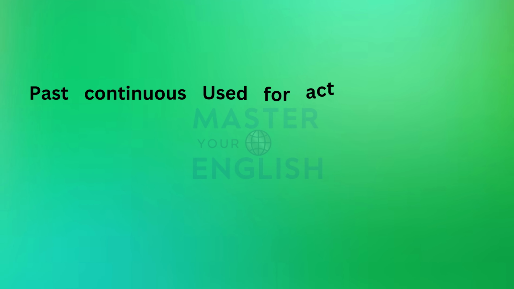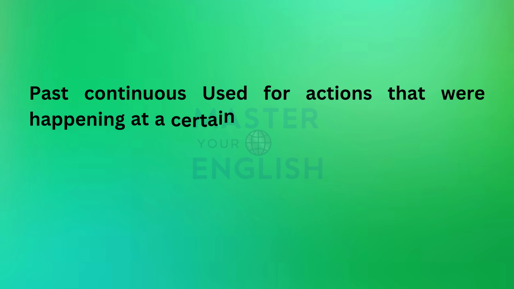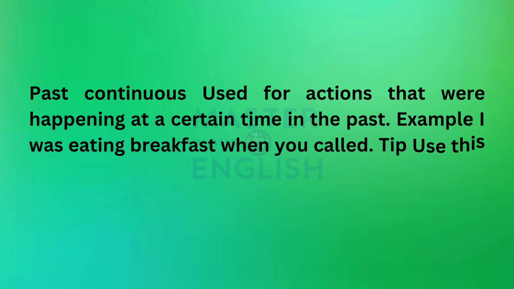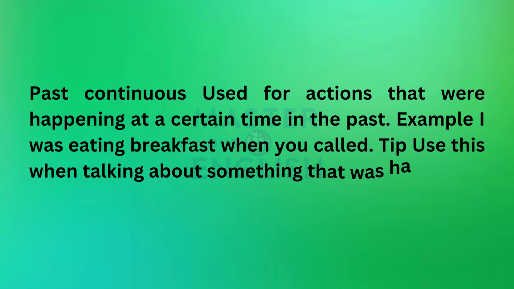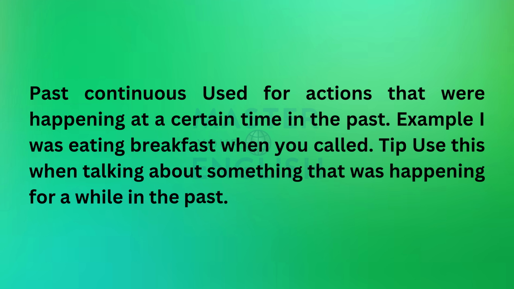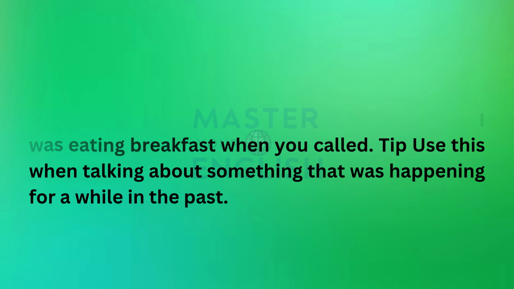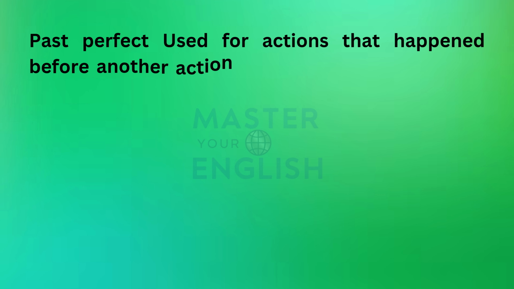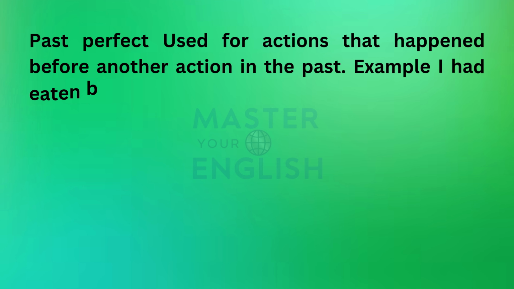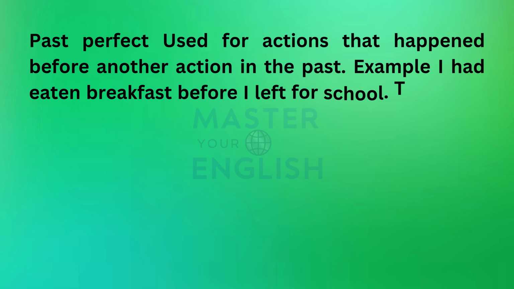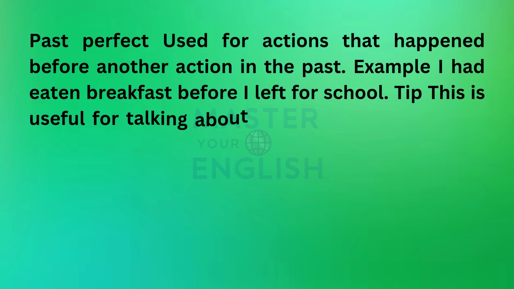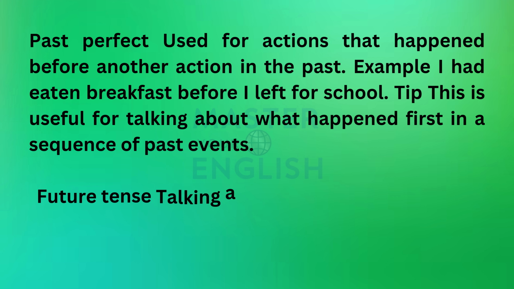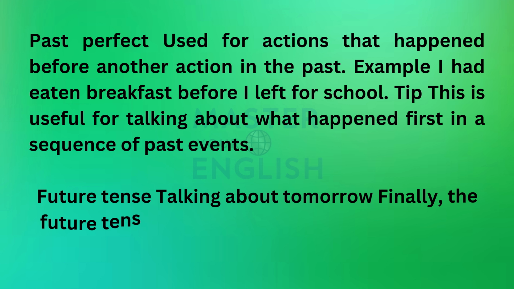Past continuous: used for actions that were happening at a certain time in the past. Example, I was eating breakfast when you called. Tip: use this when talking about something that was happening for a while in the past. Past perfect: used for actions that happened before another action in the past. Example, I had eaten breakfast before I left for school. Tip: this is useful for talking about what happened first in a sequence of past events.